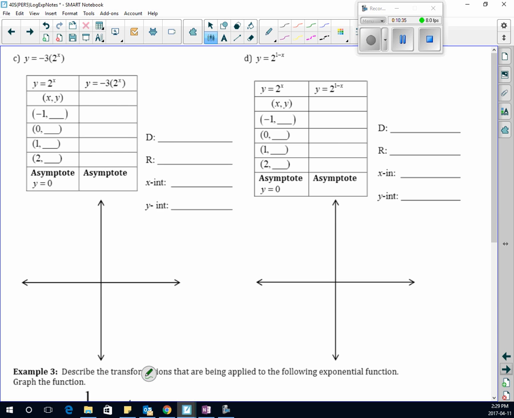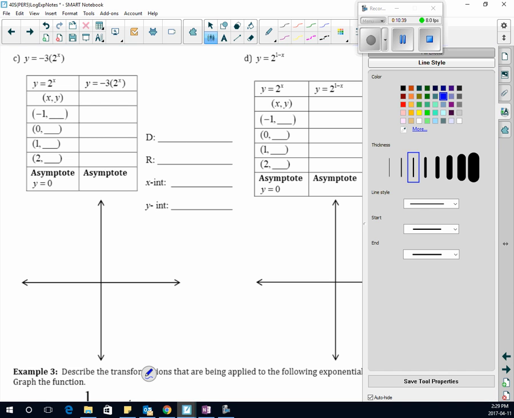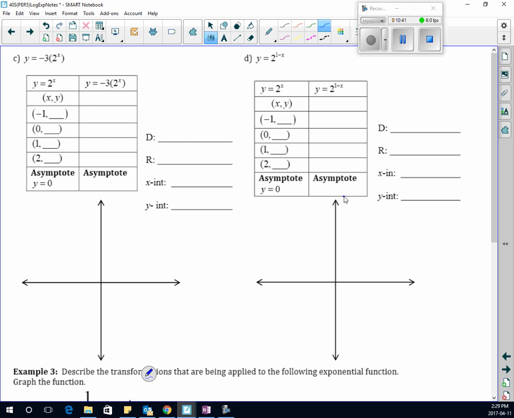Okay, next one. Who can describe what's happening here? Vertical. Okay, vertical stretch. Factor. 3 times the amount. What else happened? A reflection over the x-axis, like you said. It's affecting the y, right? So it's a reflection over the x-axis.